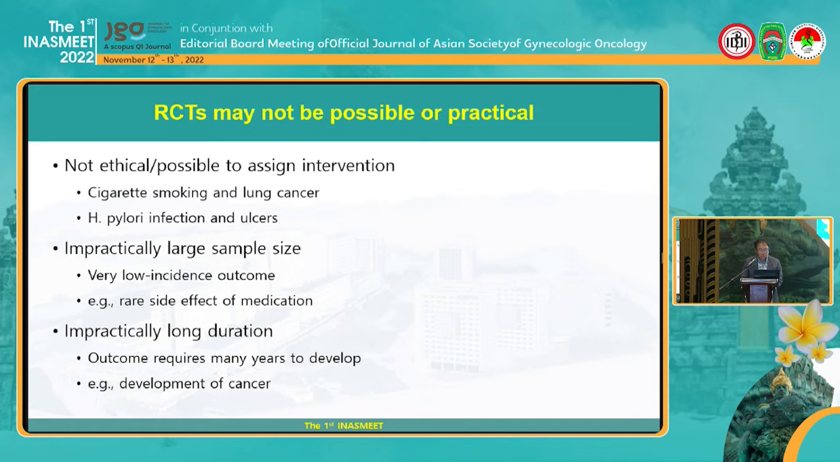A randomized controlled trial may not be feasible for a rare outcome event, as a huge sample size is needed, more than 100,000. A randomized controlled trial may not be feasible for a rare disease, as it takes too long to recruit enough patients, or when the outcome event requires prolonged observation, longer than 10 years.